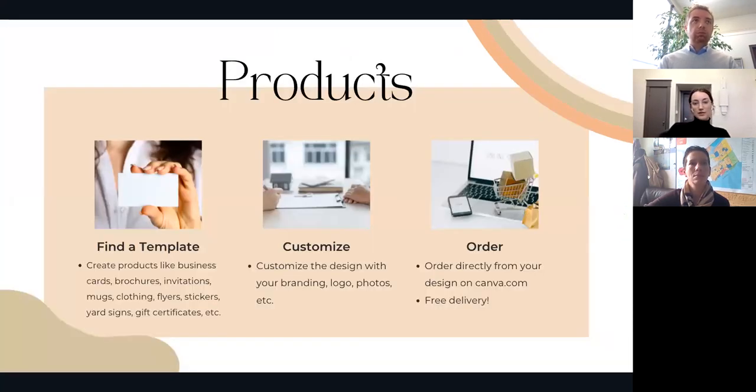So for products, this is a newer thing as well on Canva, that you can actually order products directly from the site with your design that you've created. So the first thing is to find a template. So if you want a business card or a flyer, maybe a yard sign for somebody's birthday, you can use Canva for personal things as well. And then you're going to customize it with whatever text you're looking for, your branding, your logo, certain photos that you like, and then you can order directly from canva.com, right from the page where your design is.